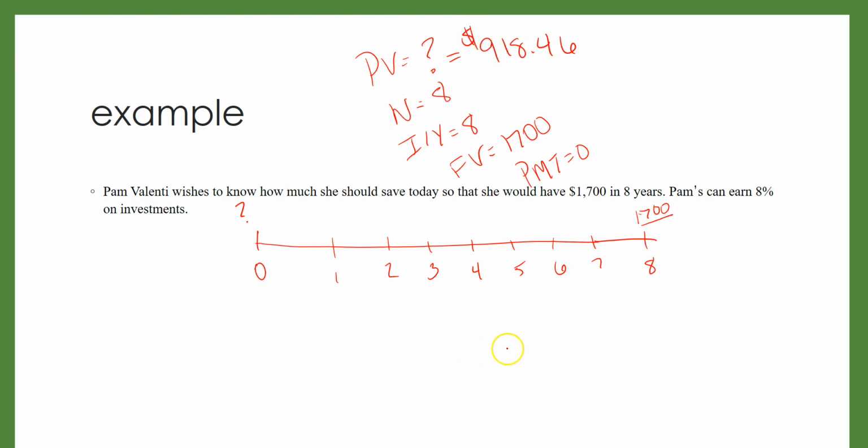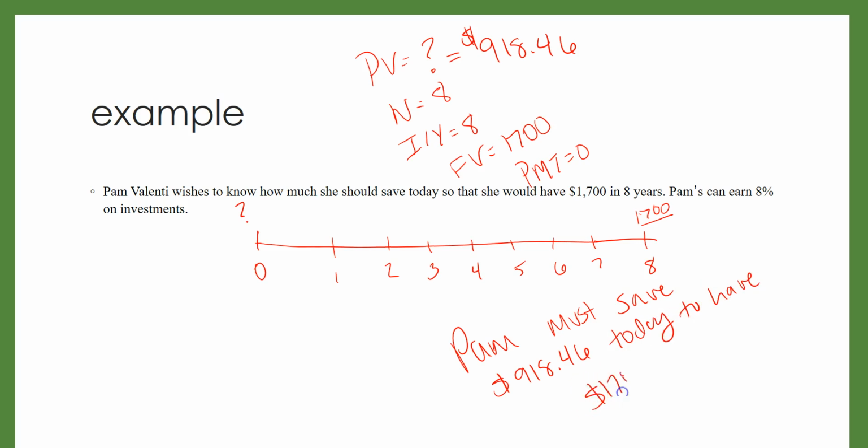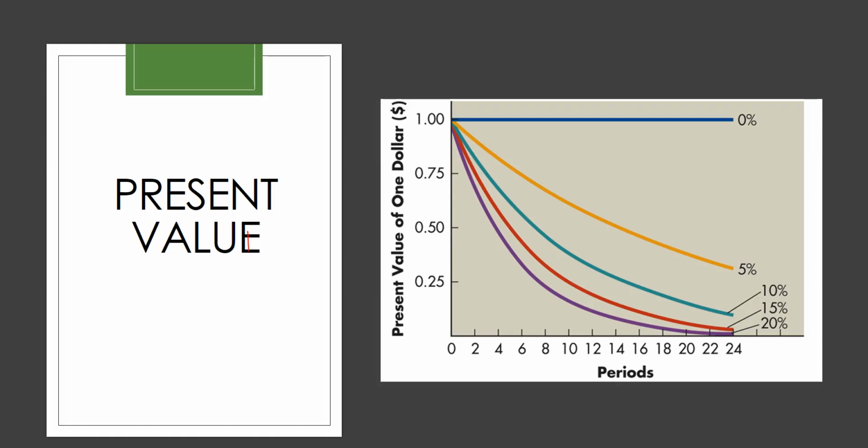So in sentence form, Pam must save $918.46 today to have $1,700 in 8 years. So here's a graphical depiction of discounting, and it is the inverse of compounding. And we see the greater the interest, the faster that is going to fall.